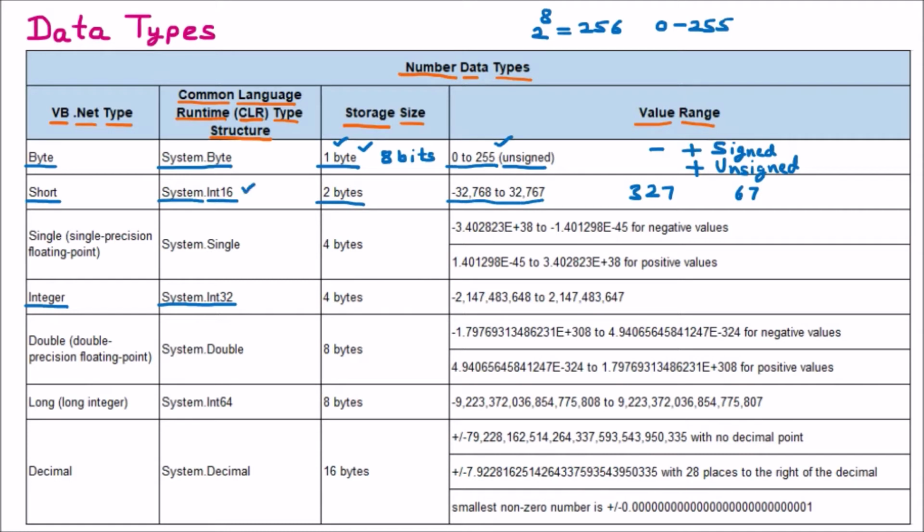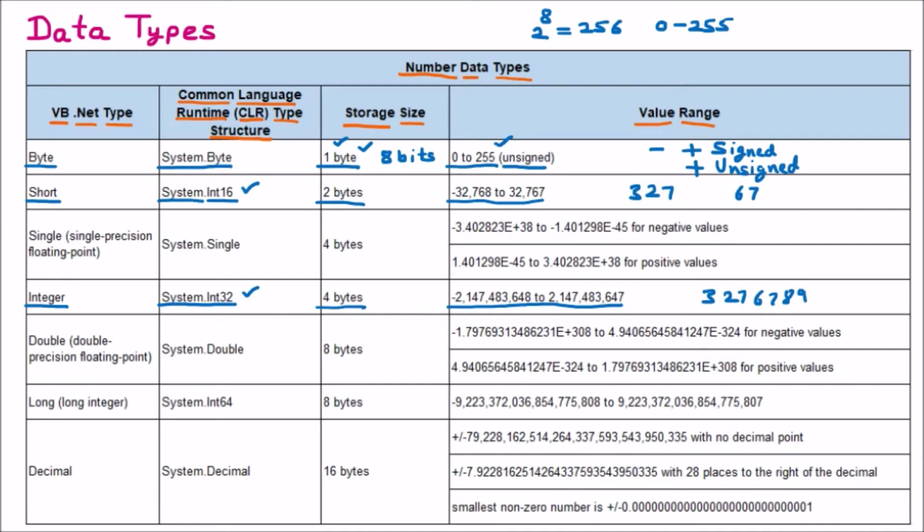Earlier it was int16, now it is int32. So here you can see that the byte increased to 4 bytes, and also the range increased. So if I want to store a big number, let's say I want to store 3, 2, 7, 6, 7, 8, 9, this type of number I can easily store with the help of the integer.